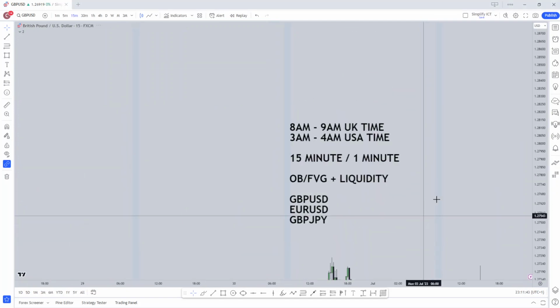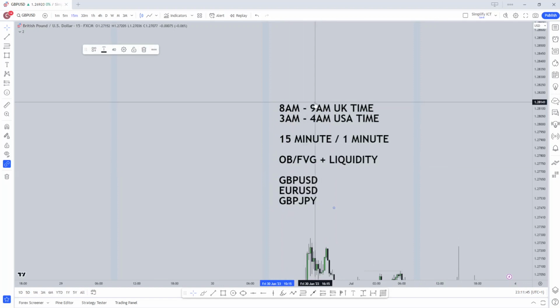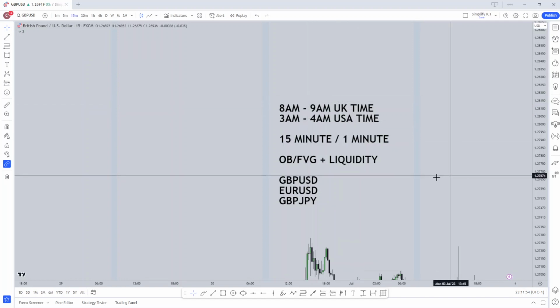The first step we want to do is delineate our time window. So what time are we going to be trading? 8 to 9 a.m. UK time, 3 a.m. to 4 a.m. USA time. So it's only a 1 hour window, it's not very long. The time frames we're going to mainly be using are the 15-minute time frame and 1 minute time frame.